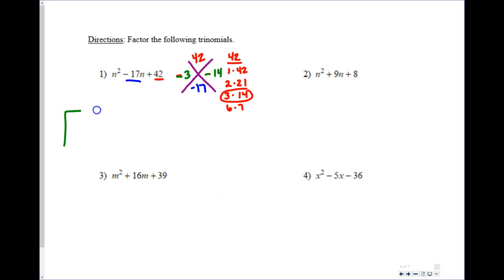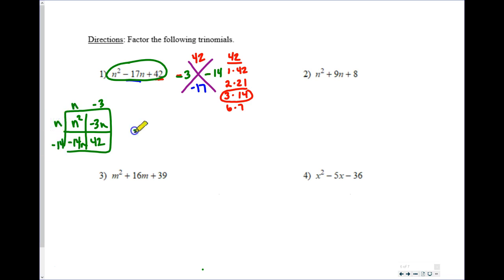Then I'm going to draw my Punnett square. I'm going to put what I know that goes inside. Oh, it's not x's, it's n's. So I've got n squared here. I'm putting this guy inside. n squared here and 42 here. I've just figured out that this has to be 3n and this has to be negative 14n. So that means this is negative 3, this has to be n, and this has to be negative 14. So my final answer is n minus 3, n minus 14. Okay?